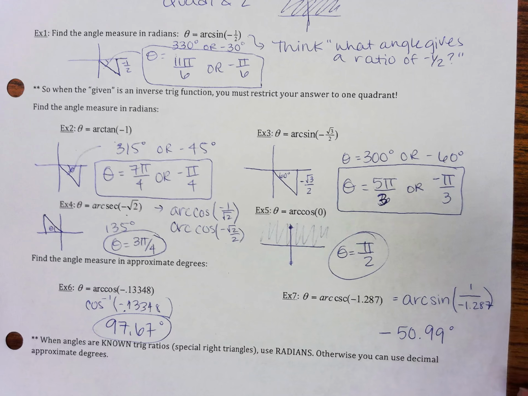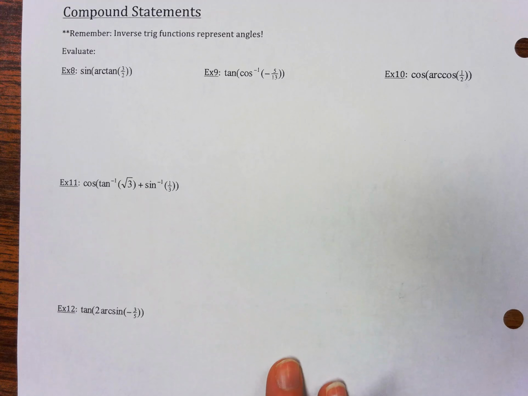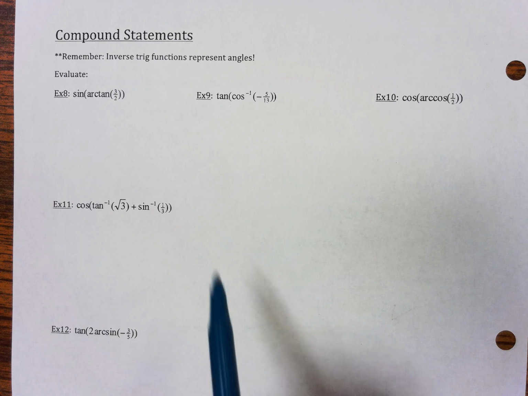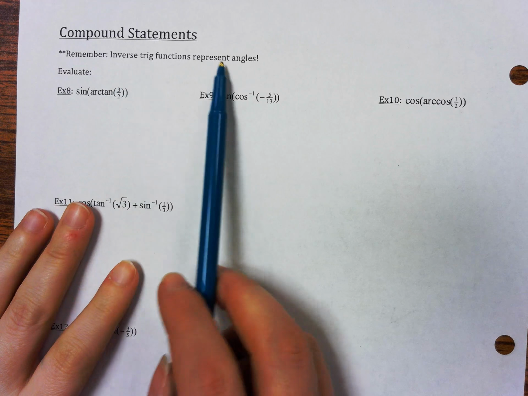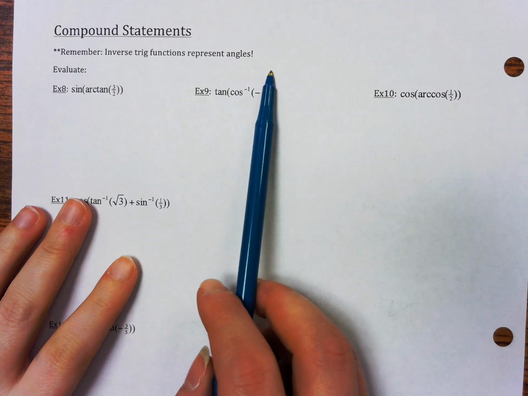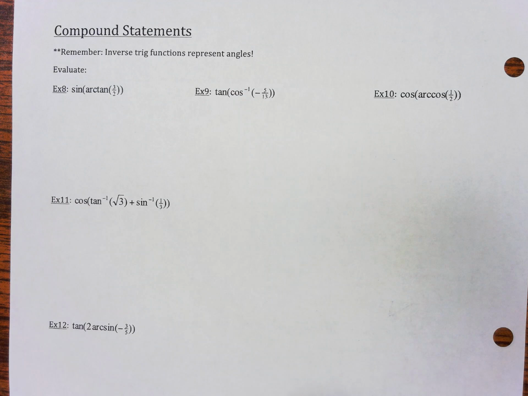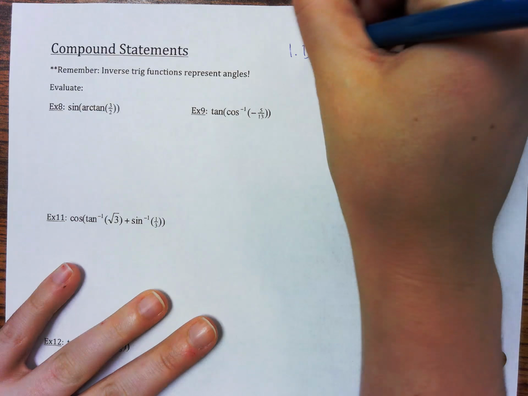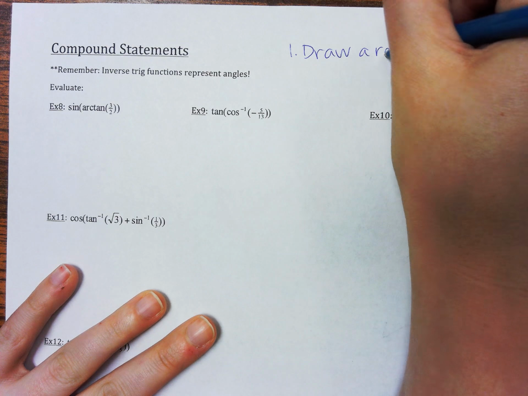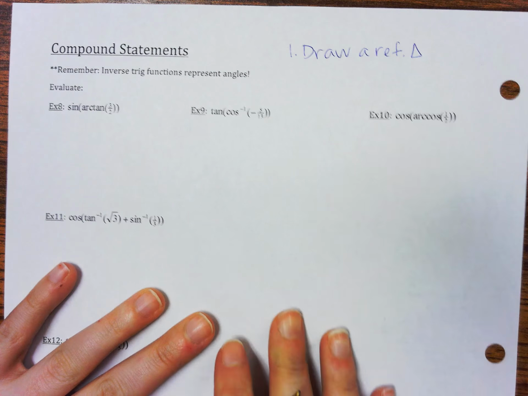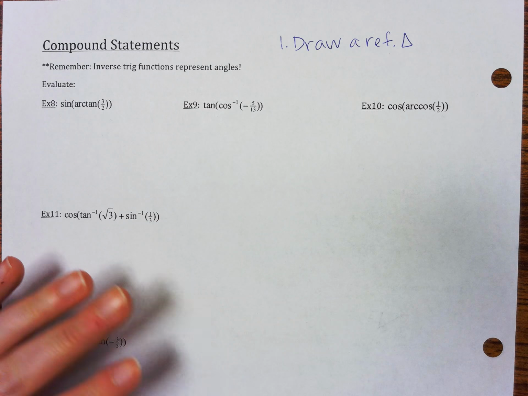Okay. On the back side, it's a little bit different. We're dealing with compound statements. Just as a reminder, an inverse trig function represents an angle. So for all of these, where we're dealing with two different kinds of functions, like the sine of an inverse, the first thing I want you to do is draw a reference triangle.